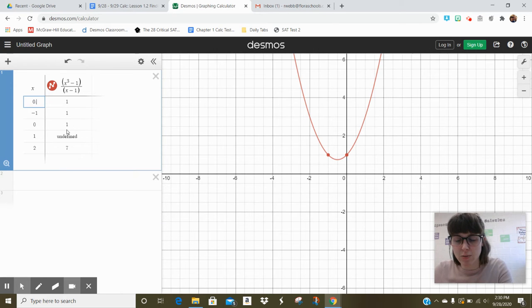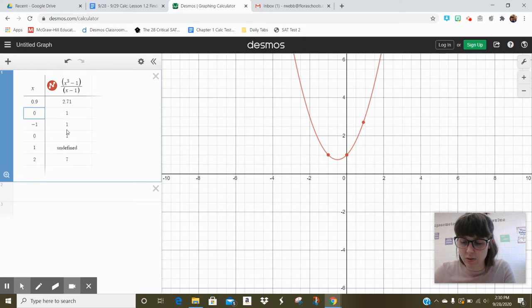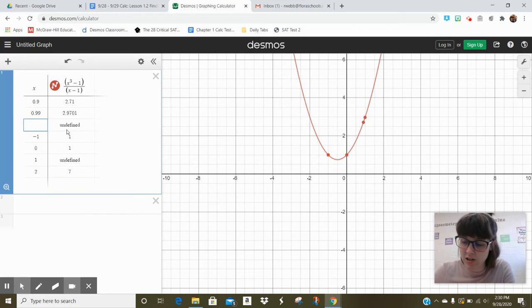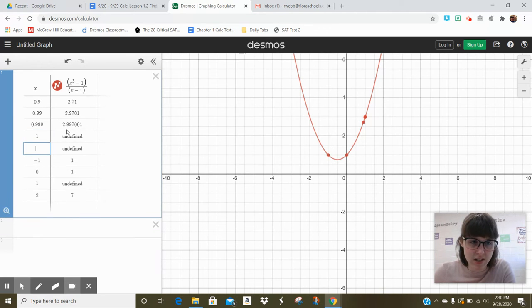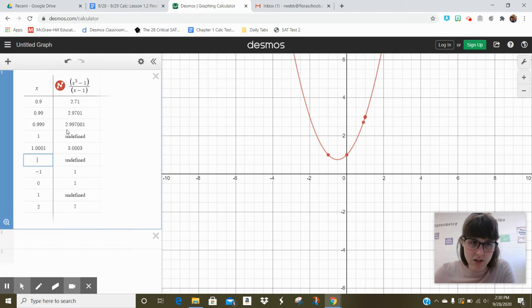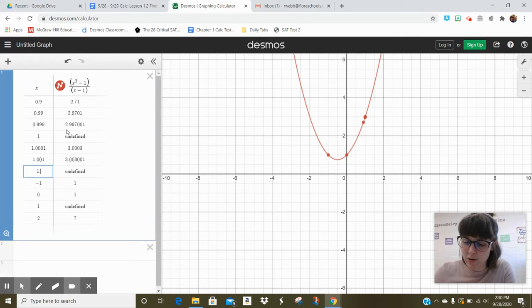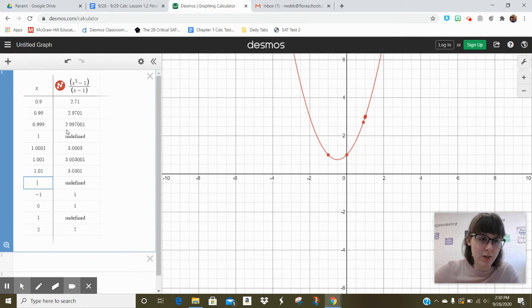For instance, 0.9, and then we're going to press enter, 0.99, enter, 0.999, enter. 1 is undefined. Then 1.0001, 1.001, and 1.01. Now, we don't care about the rest below this table, so if it bothers you, you can delete it all, but we're going to just ignore it.